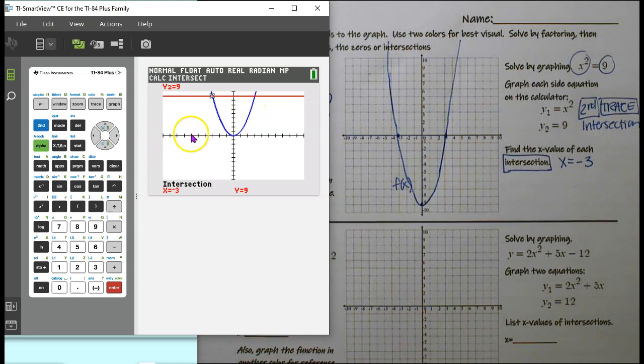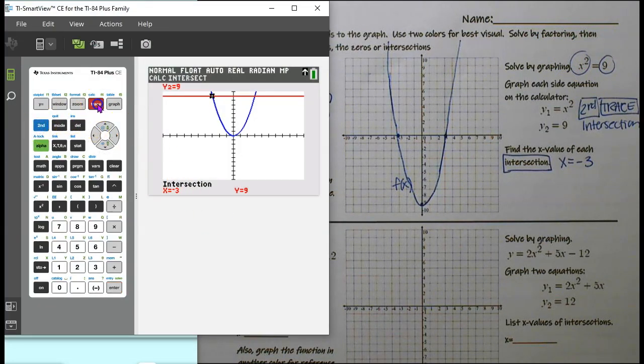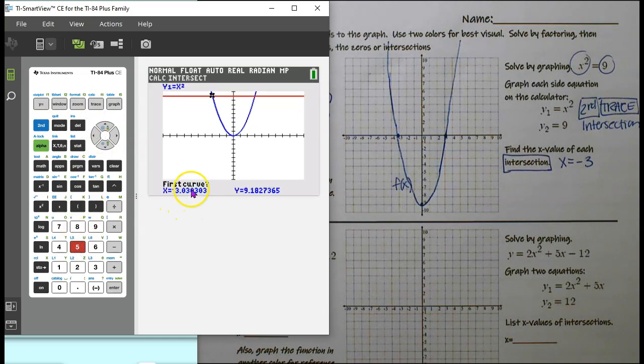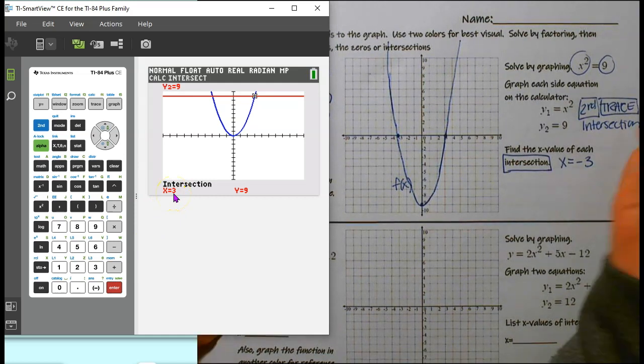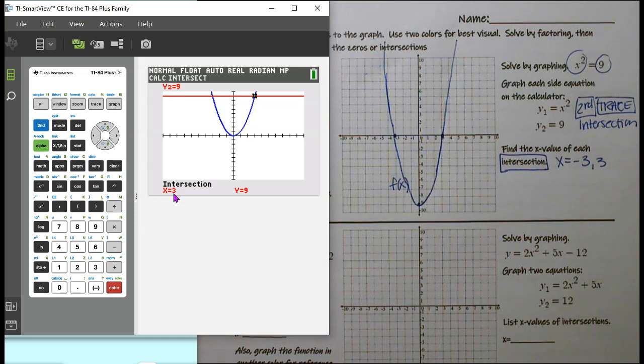And then let's find the other one. We're going to guess that since one of these was negative 3, maybe the other one's at positive 3, since these are essentially the same equation. So if I do second trace again, intersection, number 5, and I'm still going to answer the questions blue and red. So blue, red, but this time I have to move the little cursor over to here and say I would like to find this one. And yes, the calculator found the other value is positive 3. So I'm going to graph this one in purple just so we can see what it looks like.